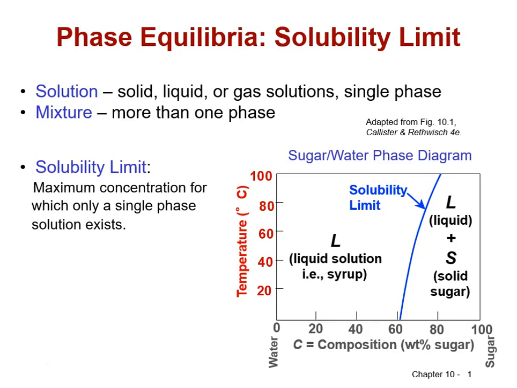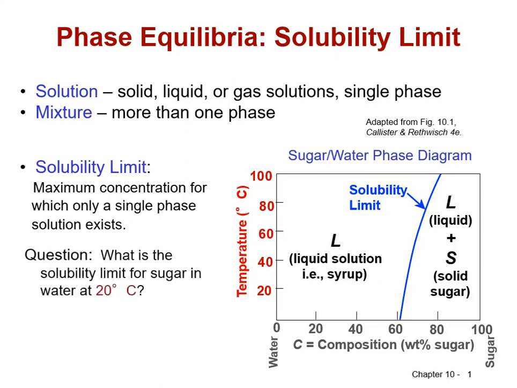And then over on the right-hand side and a bit downward, you have two phases. You have a liquid, which will have both water and sugar, and then a solid, which in this case is going to be pure sugar, but in other cases isn't necessarily going to be a pure compound.